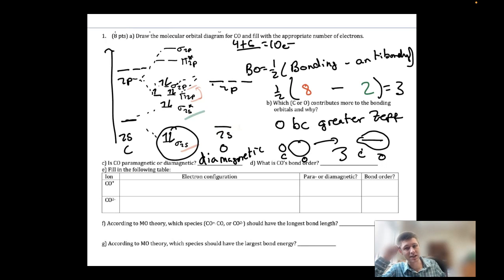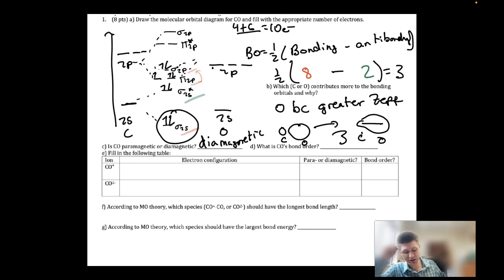The rule is that each orbital will look most like the orbitals that are closest in energy. So this bonding orbital will look more like oxygen. This anti-bonding orbital will look more like carbon. Okay, for the ions, the only difference here is how many electrons we fill into the diagram.